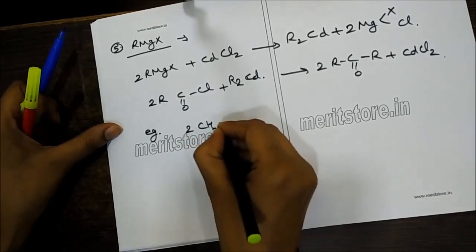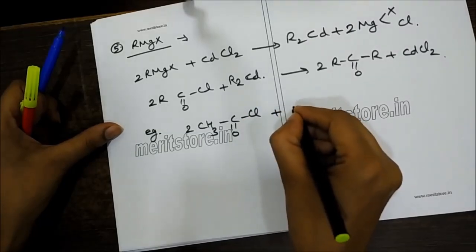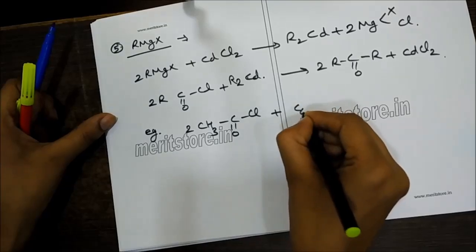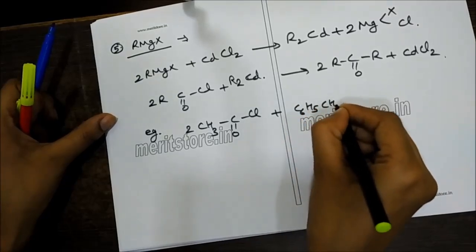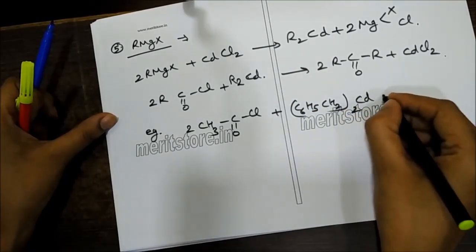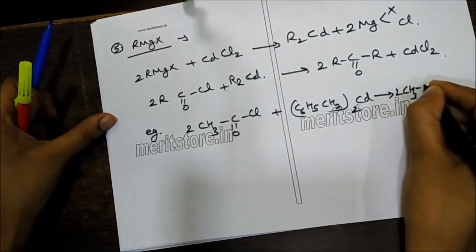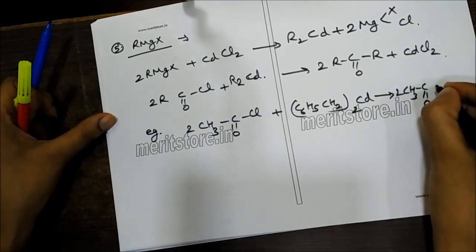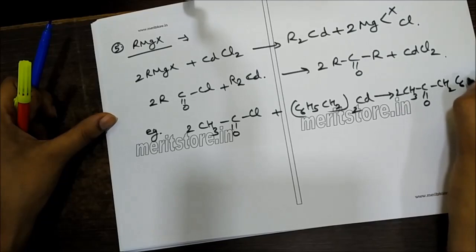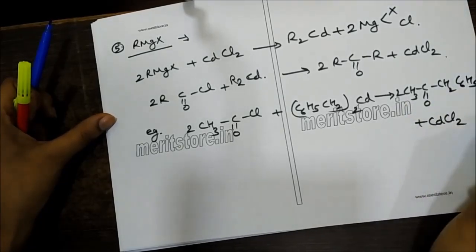If we take CN and dibenzyl cadmium, that is (C6H5CH2)2Cd, a dialkyl cadmium, it will give an aromatic ketone, and cadmium chloride will be removed.